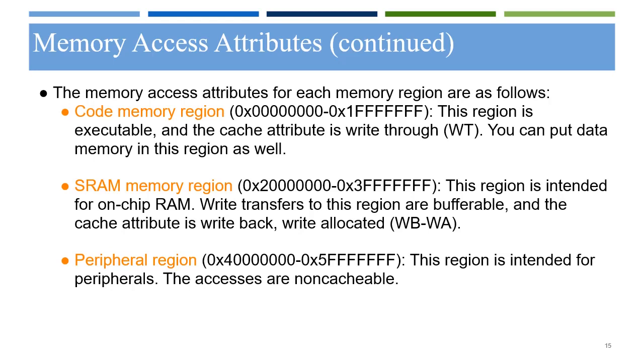SRAM memory region. This region is intended for on-chip RAM. Write transfers to this region are bufferable, and the cache attribute is write back, write allocate. This region is executable, so you can copy program code here and execute it. Peripheral region. This region is intended for peripherals. The accesses are non-cacheable. You cannot execute instruction code in this region.